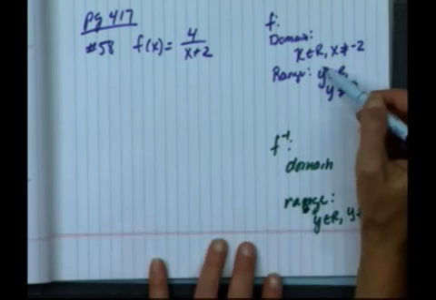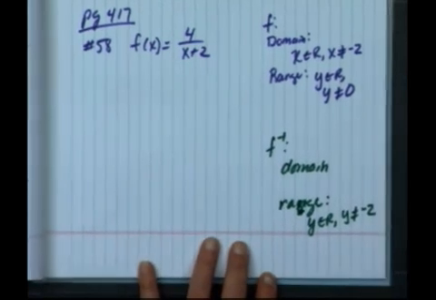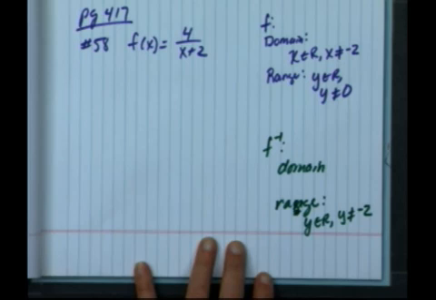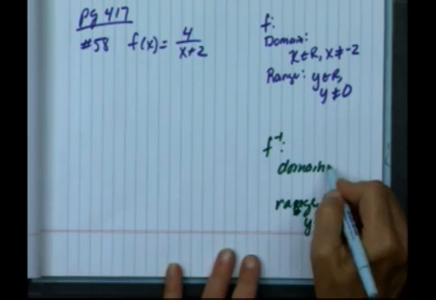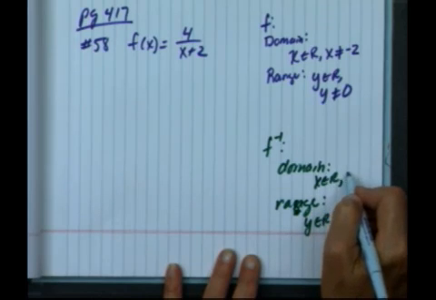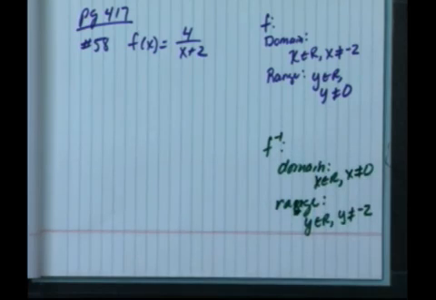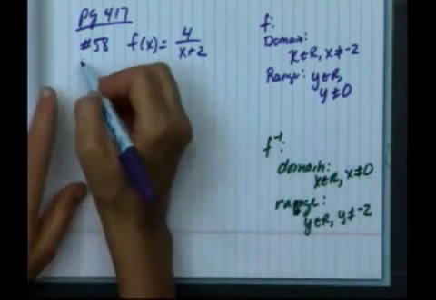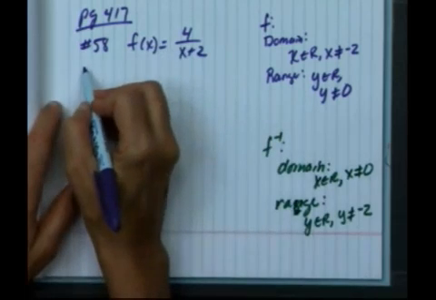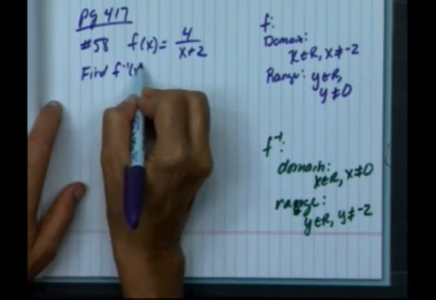Okay, now what information does that now give me about my inverse function? That x can never be equal to 0. So for my domain, it's going to be all real numbers, but x can never be equal to 0. Alrighty. What we want to do is find the inverse function.